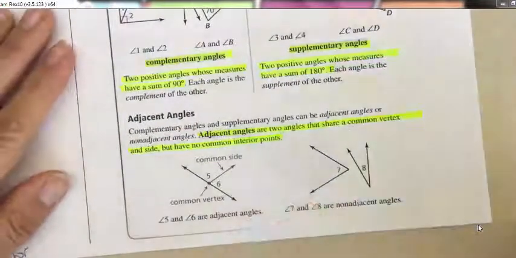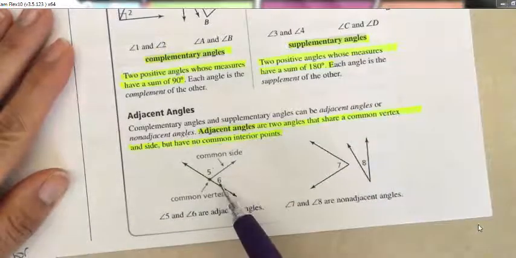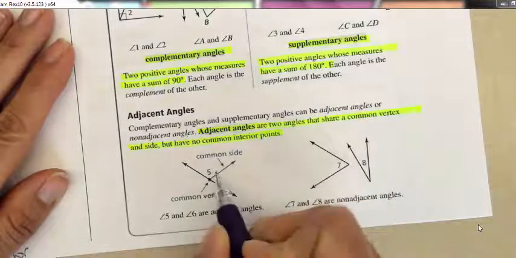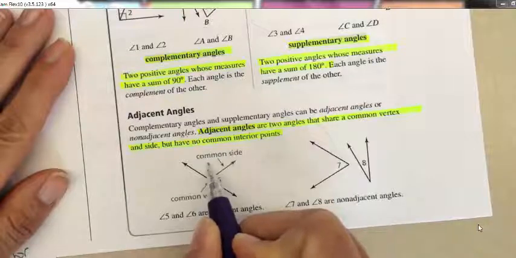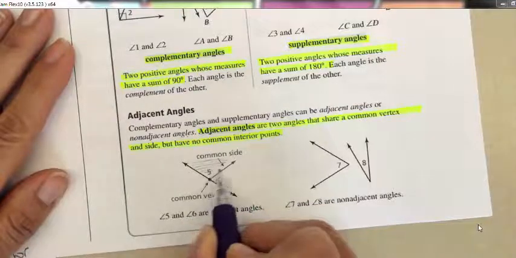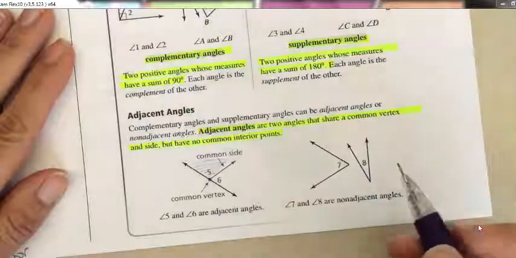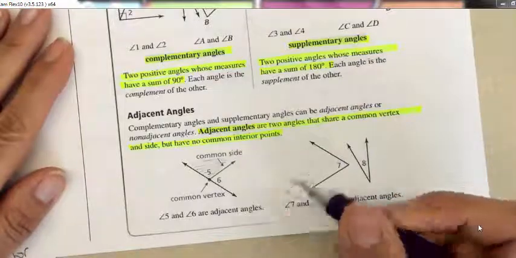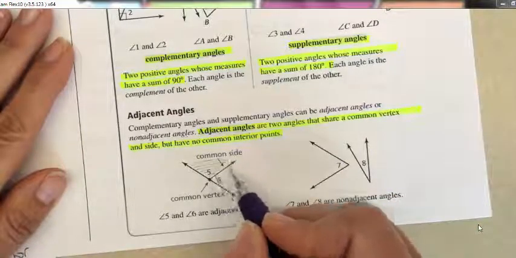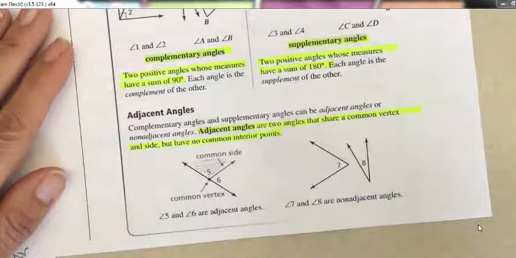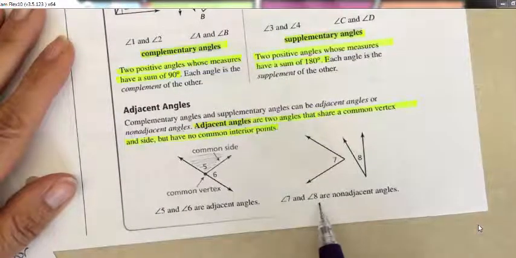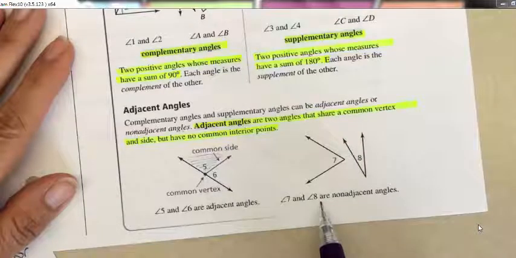So you can see that angle 5 and angle 6, they have a common vertex, they have a common side, this ray they share, right? But angle 5 is over here, so anything inside of angle 5 would be over here. That's not inside of angle 6, right? So angle 6 has points over here. So they don't share any common interior points, but they do share that common vertex and a common side. So you can see that 5 and 6 are adjacent, whereas 7 and 8 don't share a common vertex, don't share a common side, therefore they are not adjacent angles.